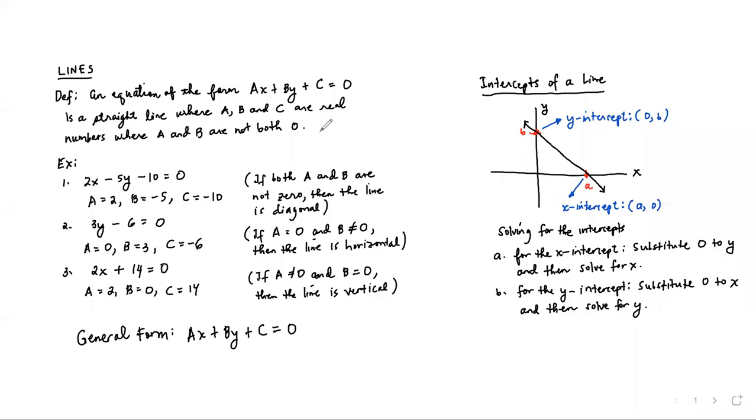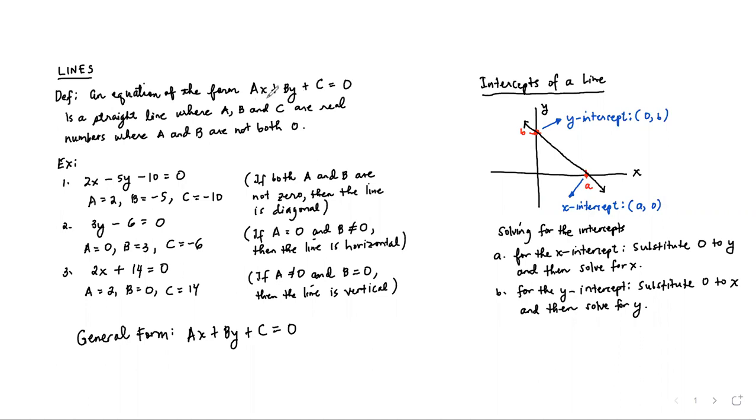Hello everyone. In this video, we shall discuss everything about lines. So what is a line? An equation of the form ax plus by plus c equals 0 is a straight line where a, b, and c are real numbers and a and b are not both 0.